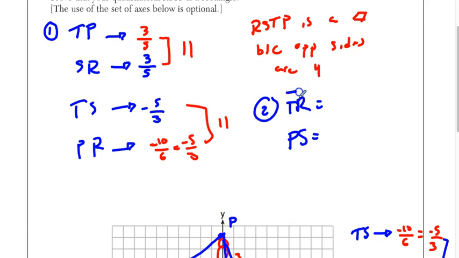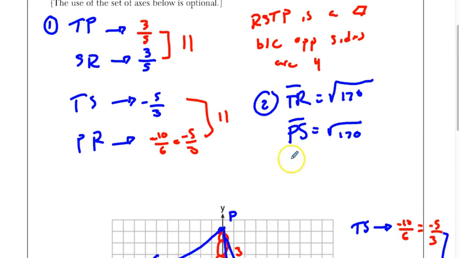Now I'd like you to try this on your own and see what you get for those 2 lengths. And I'm telling you, don't just wait, use the distance formula and see if you can actually find those 2 lengths. If you do it correctly, what you should get is TR is the square root of 170 and PS is the square root of 170. And because your 2 diagonals are congruent, we know it's a rectangle.